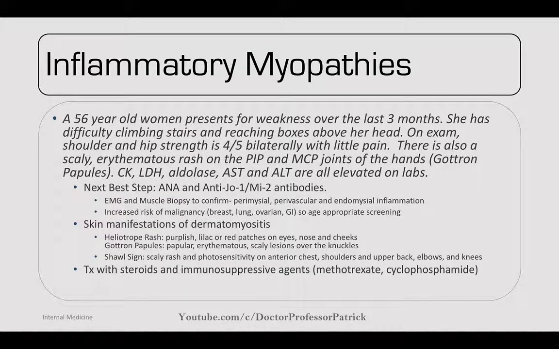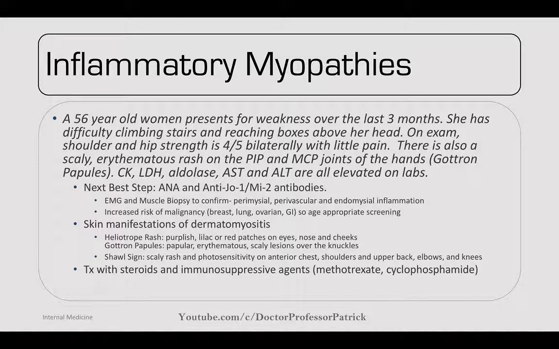Moving into the inflammatory myopathies, we've got a case of a 56-year-old woman who presents for weakness over the past 3 months. She's had difficulty climbing stairs and reaching boxes above her head. On exam, her shoulder and hip musculature is 4 out of 5 with little pain. There is also a scaly erythematous rash on the PIP and MCP joints of the hands, Gottron's papules. And then CK, LDH, aldolase, AST, and ALT are all elevated.